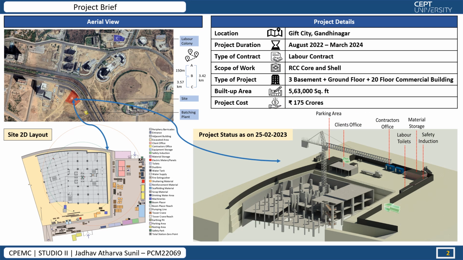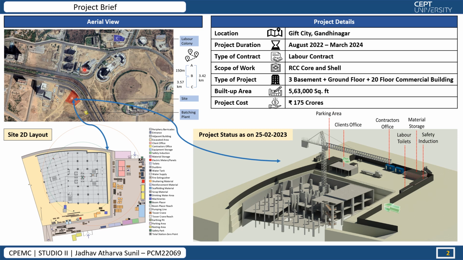Starting with the project brief of the site. The site is located in Gift City, Gandhinagar. The project duration is August 22 to March 24, which is 2 years. The type of contract is a labor contract. The scope of work is RCC construction. The type of project is a commercial building project. Built up area is 5,63,000 square feet. Cost of project is 175 crore.